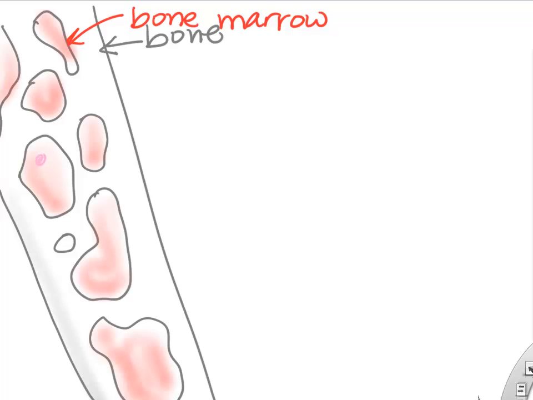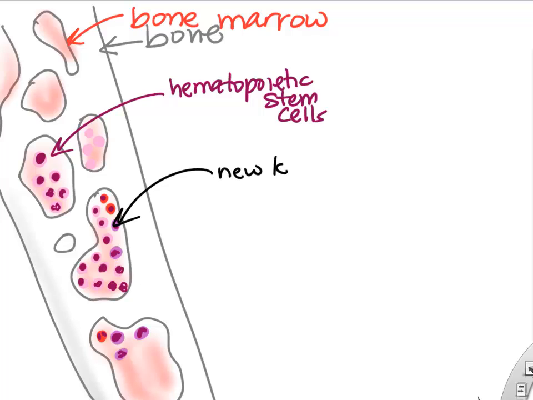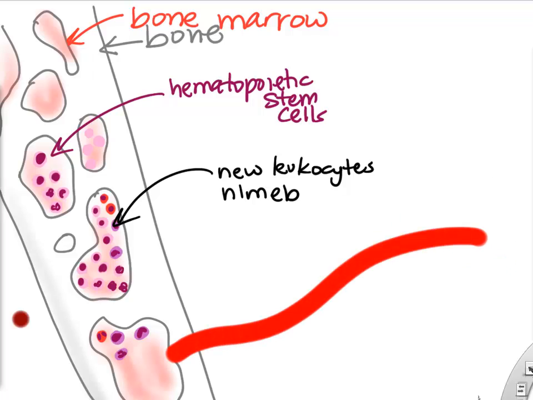We have our bone included in our immune system because don't forget the bone marrow has hematopoietic stem cells. Those hematopoietic stem cells can divide, creating all the different types of leukocytes that our body makes. So in our bone marrow, we make all our new leukocytes, all the different leukocytes, including neutrophils, lymphocytes, monocytes, even eosinophils and basophils.